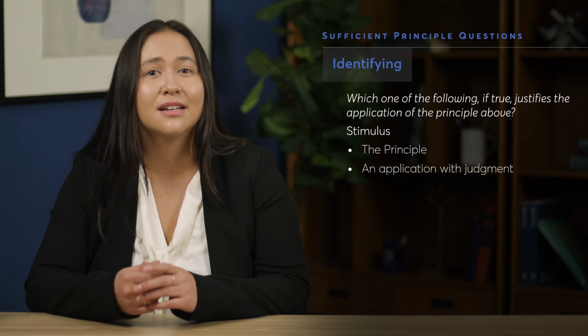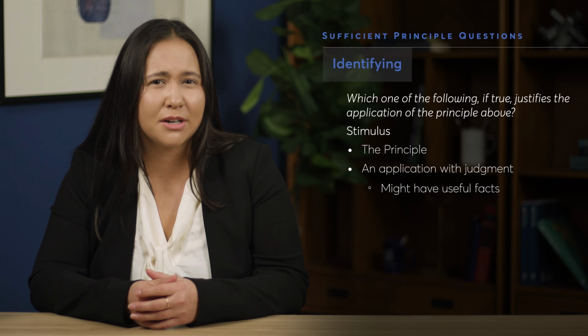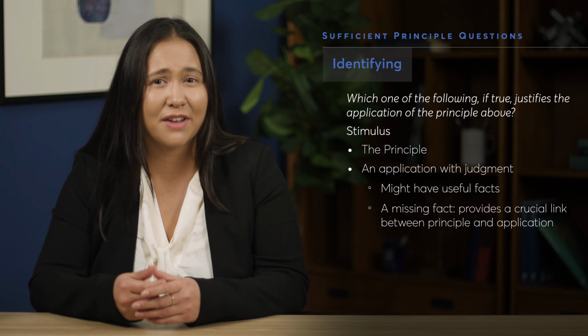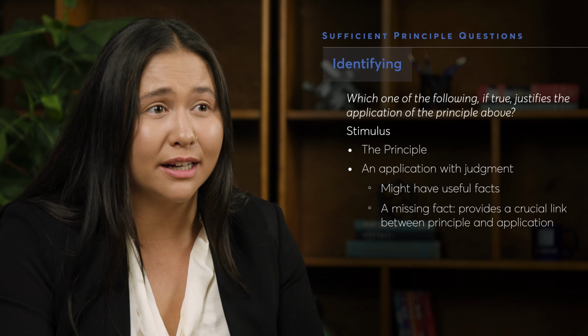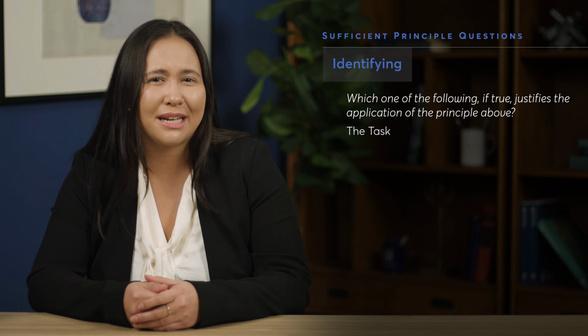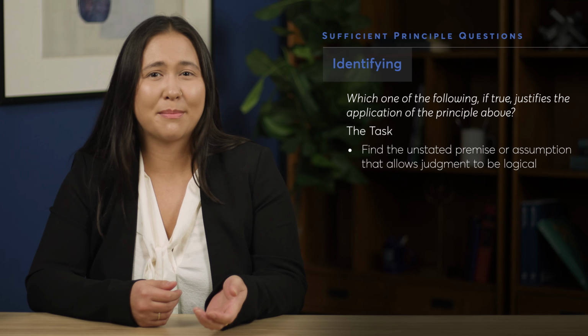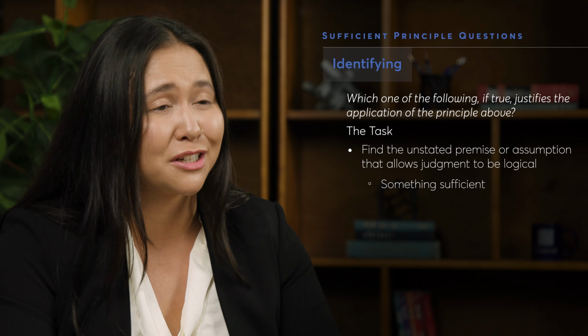The stimulus will provide two pieces of the principle puzzle, the principle itself and an application containing a judgment. The application may also provide some useful facts, but there will inevitably be at least one missing fact that prevents the principle from being activated, a fact that would provide a crucial link between the principle and the application. Essentially, we're being asked to identify an unstated premise or assumption that would ensure the judgment follows logically. In other words, something sufficient to guarantee the conclusion.